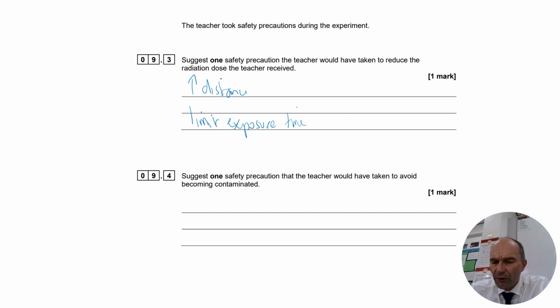All right, 9.4, another 1 mark question. Suggest one safety precaution that the teacher would have taken to avoid becoming contaminated. So contaminated is when you get radioactive material actually on yourself. So you could wear gloves or an apron, or handle the sample with forceps so it's not coming anywhere near your skin. Anything sensible like that, and you get yourself a mark.